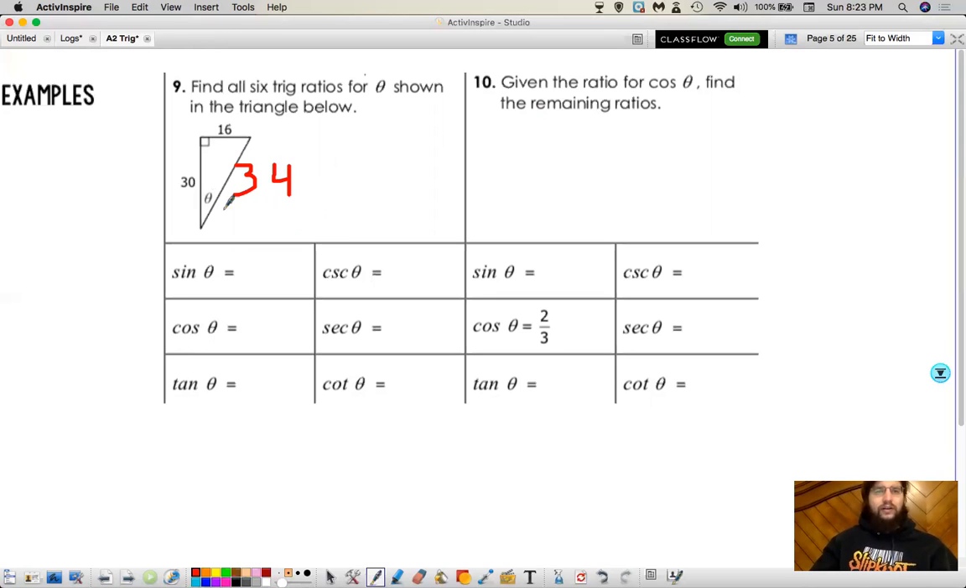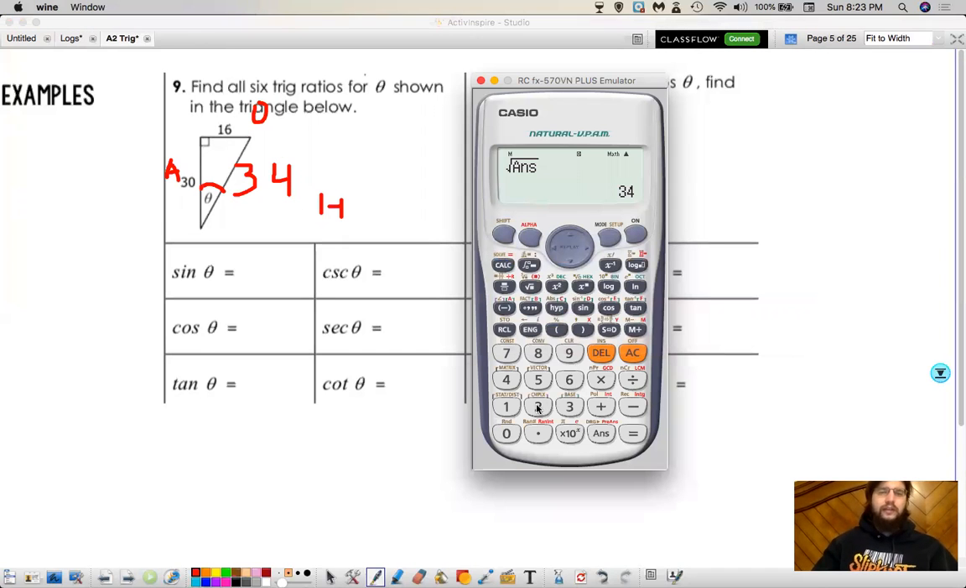So now that we have all of our sides, we can get our ratios. Sine is opposite over hypotenuse, and we're talking about theta here, so that's opposite, that's hypotenuse, and that's adjacent. And I notice all these have a 2 in them, so these will simplify. 16 over 34 for sine. That's like 8 over 17.